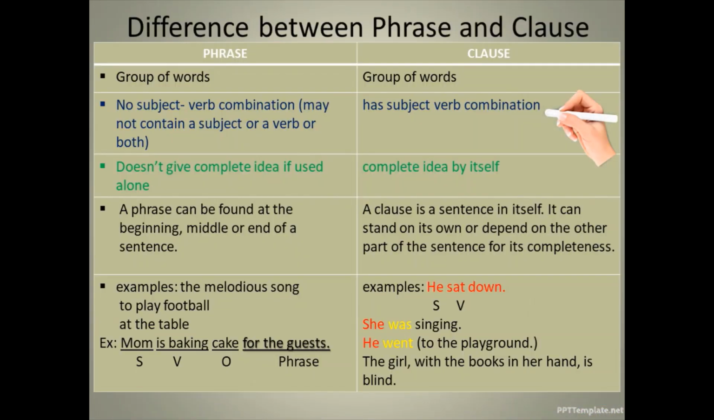Before we move further, let us revise the difference between the phrases and the clauses. Now, if we concentrate on the clauses, we learned that a clause is a group of words which has a subject-verb combination, has a complete idea by itself. A clause is a sentence in itself. It can stand on its own or depend on the other part of the sentence for its completeness. So, we have to concentrate on clause as a group of words, has subject-verb combination, and is complete by itself.